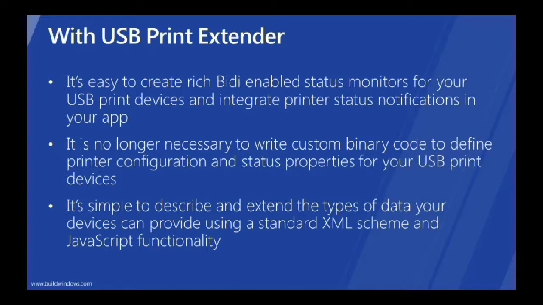The USB print extender enhances the functionality of the USB print and port monitor, otherwise known as USBMon, by enabling bidirectional communication between the client machine and USB connected print device. This is accomplished with a simple XML-based syntax which print driver developers use to define printer configuration and status properties for their print devices. The values of these new properties are then retrieved from the print device through a set of JavaScript functions provided with the V4 printer driver.